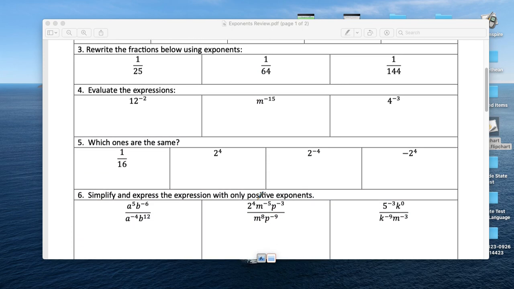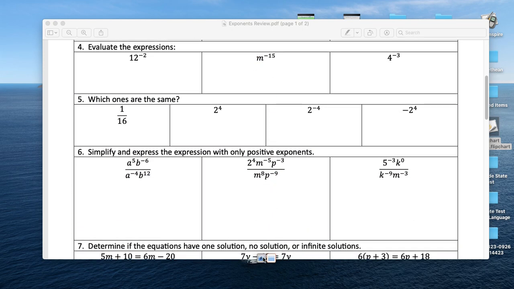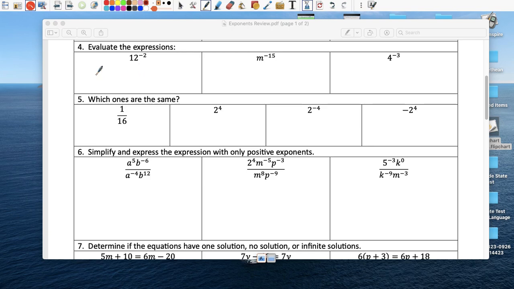Number 4 deals with, hey, what happens when you have a negative exponent? So how do we take care of that? Well, we learned that to change that negative exponent, we're going to write it over 1 and make it 12 over 12 to the second power, which is the same thing as 144. M to the negative 15, again, put it over 1, and the negative 15 becomes positive. And 4 to the negative third power is the same thing, put it over 1, right? And 4 to the third power, which is 64, because 4 times 4 times 4 is 64.